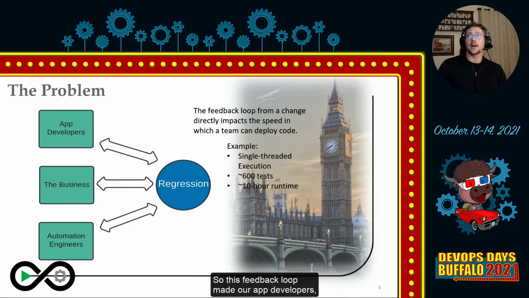So this feedback loop made our app developers, made our business, and our automation engineers less interested in what was going on with the regression execution and its success. They would just kind of say, well, hey, as long as the regression's passing at X%, we're deploying code. But it wasn't a meaningful regression execution because people weren't looking at the failures real time and diagnosing them. And it's because it takes so long to figure out what the failures are.